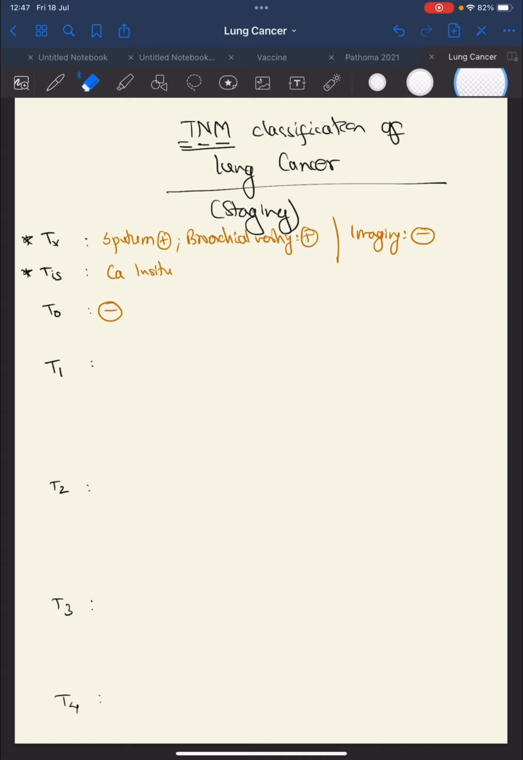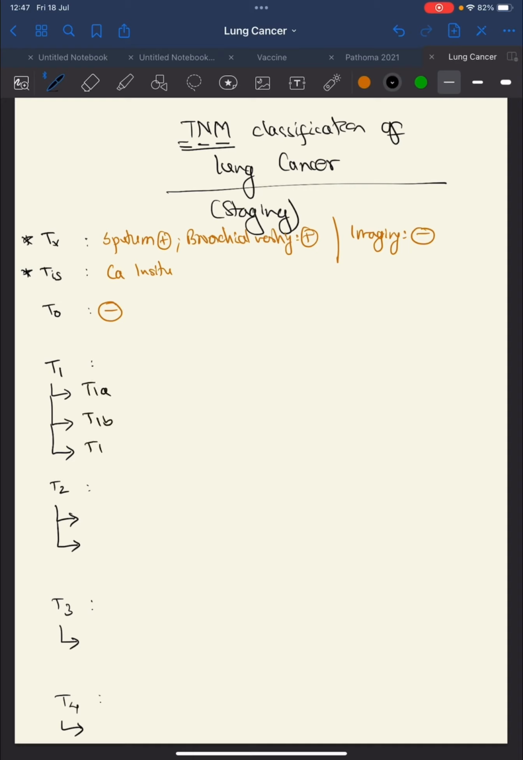So for T1, T2, T3, T4, we'll go in the descending order of subtypes. For T1, we'll have 3 subtypes: T1A, T1B, T1C. For T2 there are 2 subtypes, T2A and T2B. For T3 there is only 1 subtype, T3 itself, and for T4 there is only 1 subtype, T4 itself.